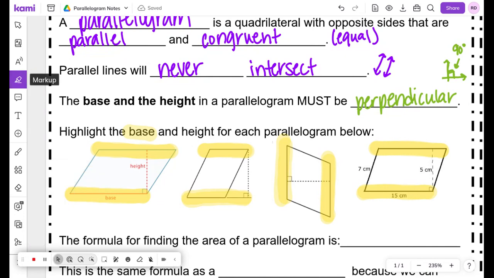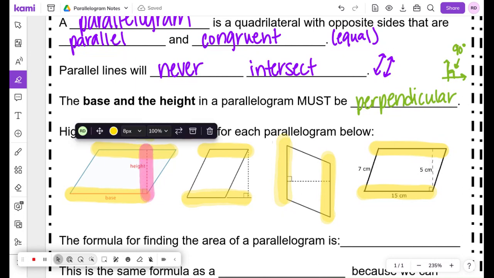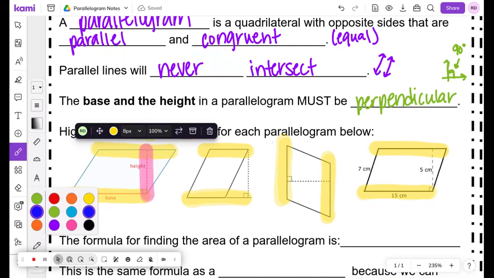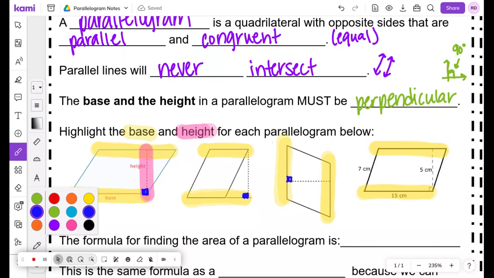Now, your base and height must meet at a perpendicular angle. So that means the height in each of these has to be a perfect square. So in this first one, they labeled it for us. Do you see how the base and the height meet right here to make this perfect square? That's going to be what we look for in each of our shapes. So I'm going to go ahead and color that in blue on all of them, so you know where we're finding our heights from.